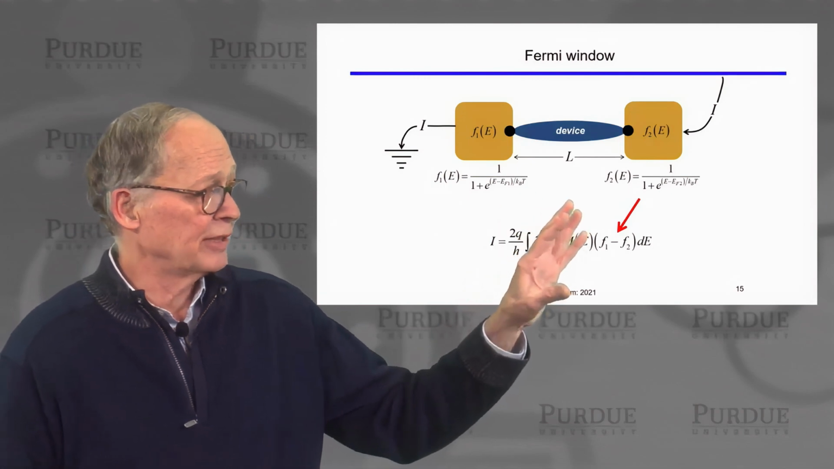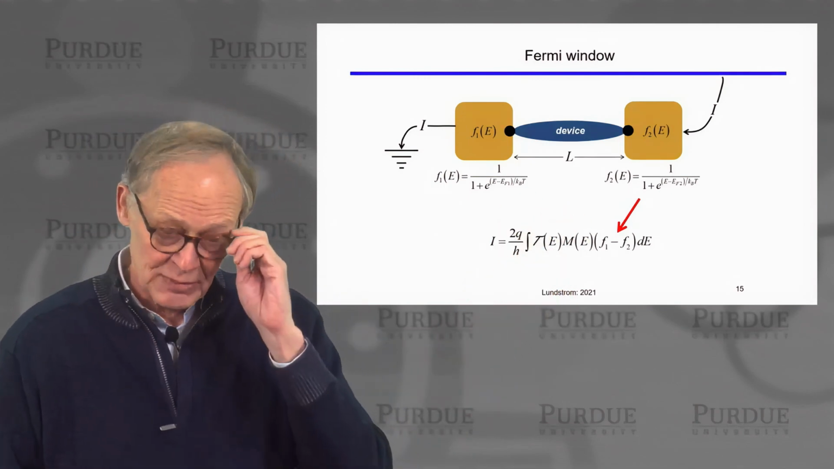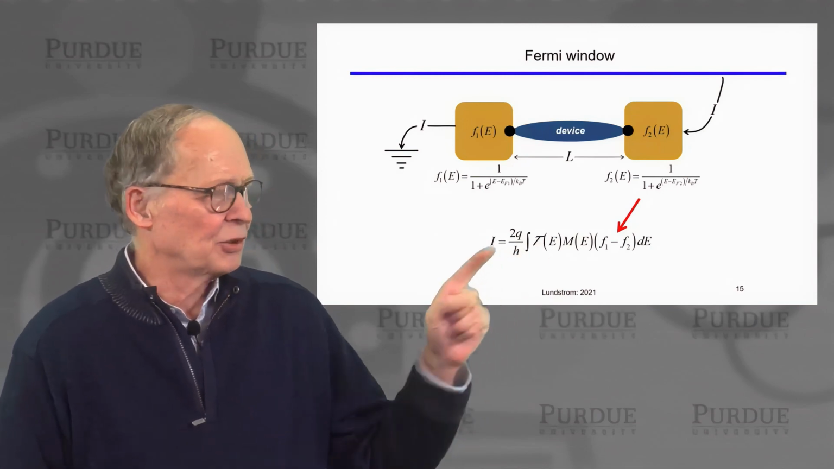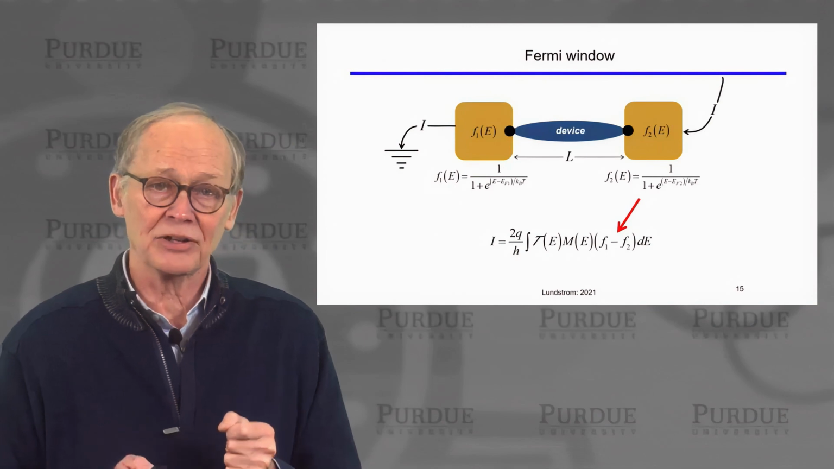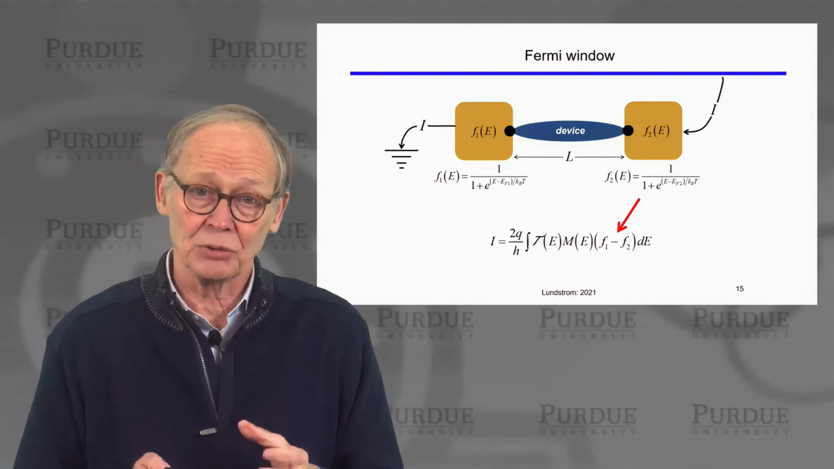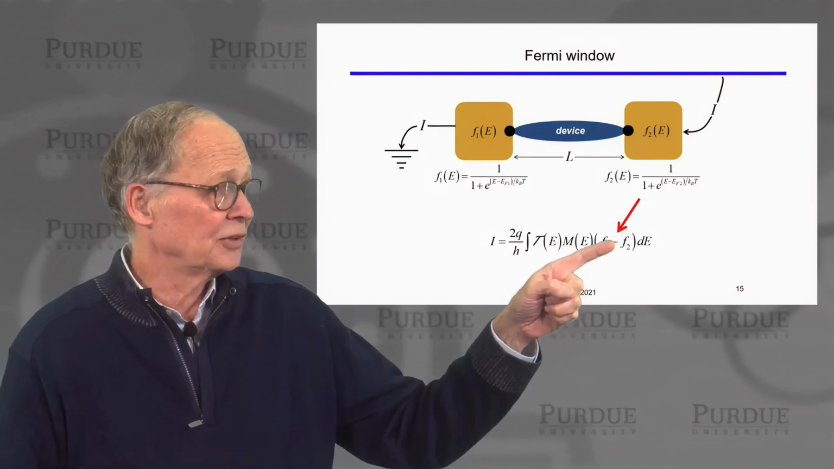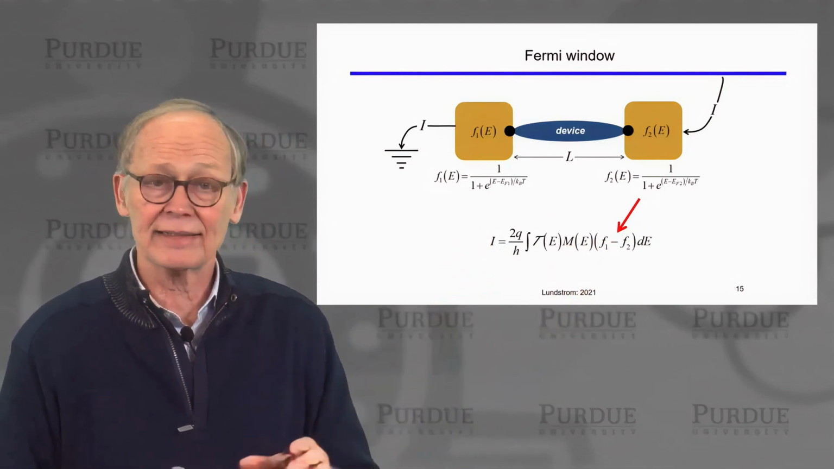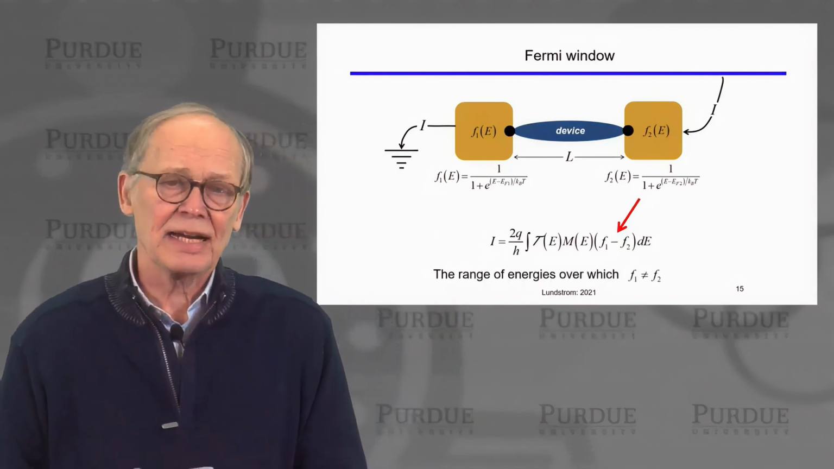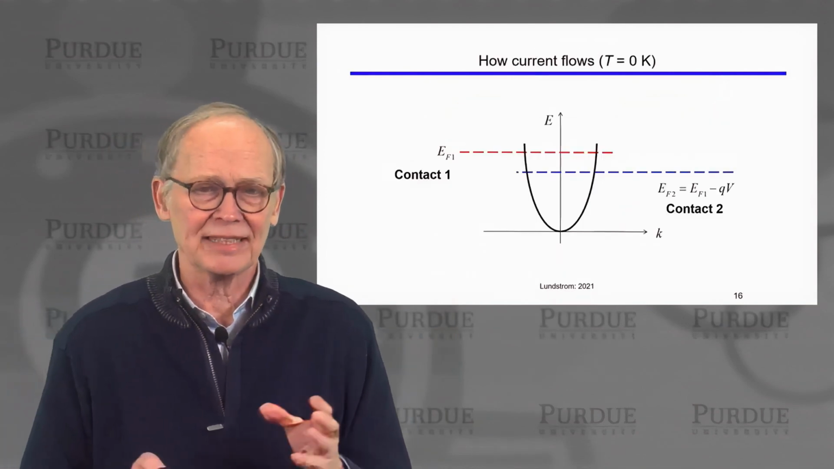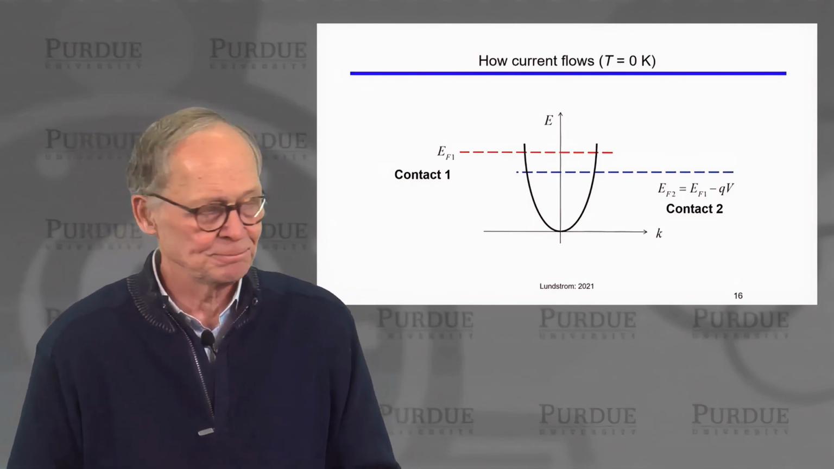Now, the final quantity in this expression is what we refer to as the Fermi window. The Fermi window is the range of energies for which the Fermi functions in the 2 contacts are different. That's where the current flows. If F1 minus F2 is non-zero, then we'll get a contribution at that energy to the current. So let's see how this plays out in practice. This actually gives us a very simple physical picture for how current flows in a small device.